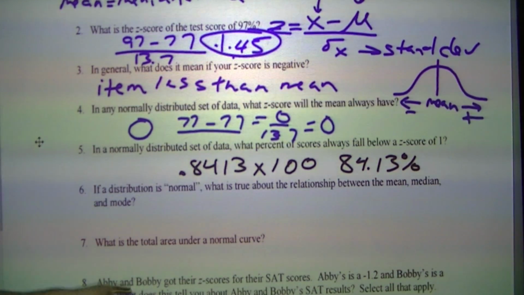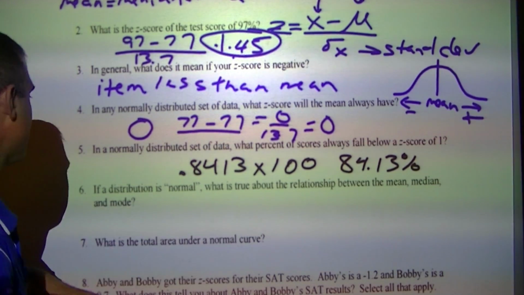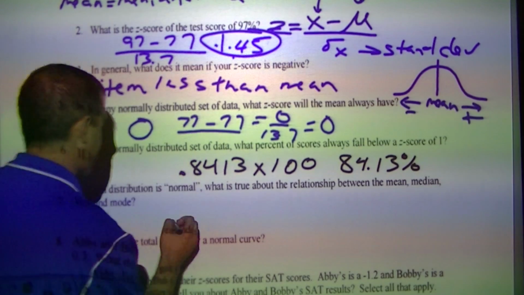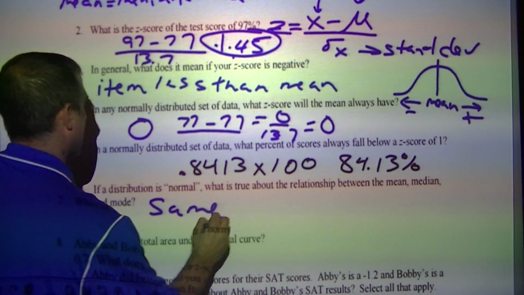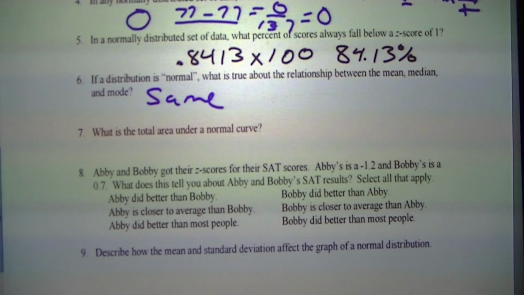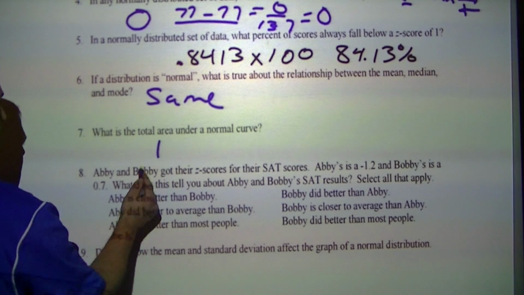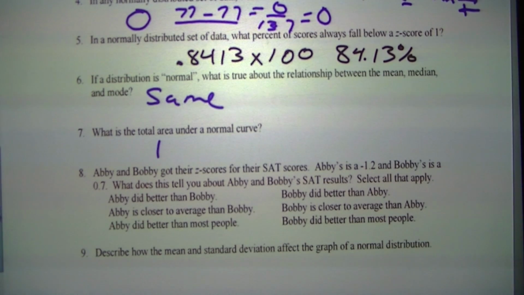If distribution is normal, what is true about the relationship between the mean, median, and mode? They are the same. Okay? What is the total area under the curve? 1. Okay, that's just a property you have to know.